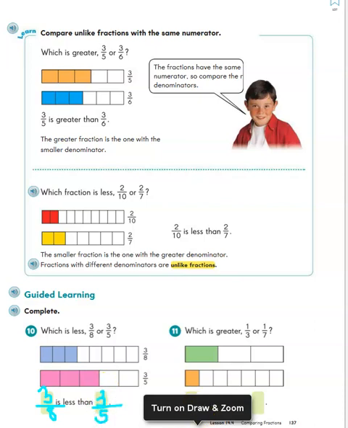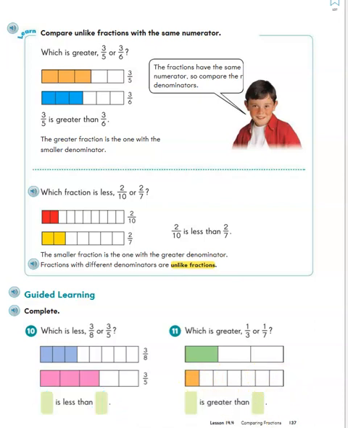All right, number 11, which is greater this time, 1/3 or 1/7? We can see from the bar model that 1 out of 3 is much bigger than 1 out of 7, right? Because when we split it into more pieces, then the pieces get smaller. So 1/3 is greater than 1/7. Let's move on.